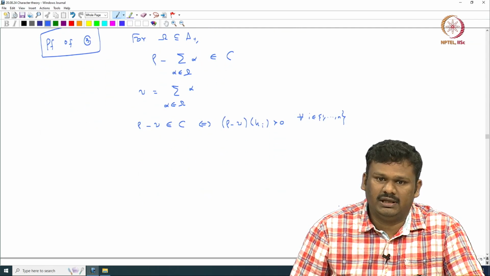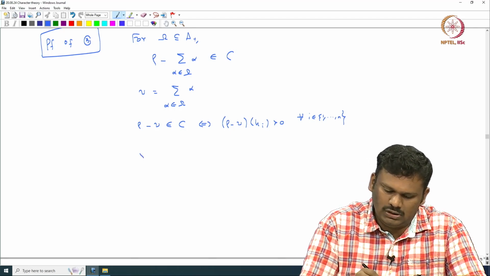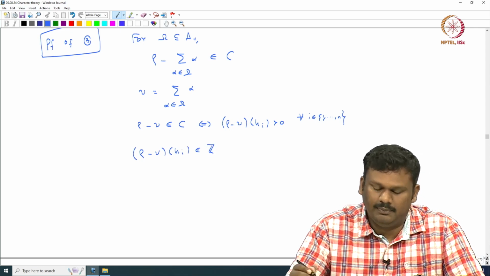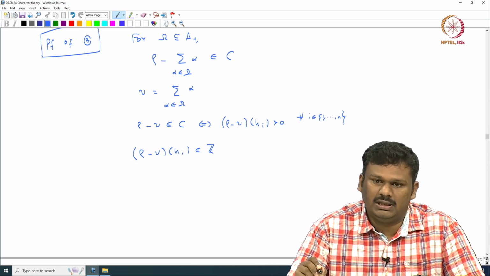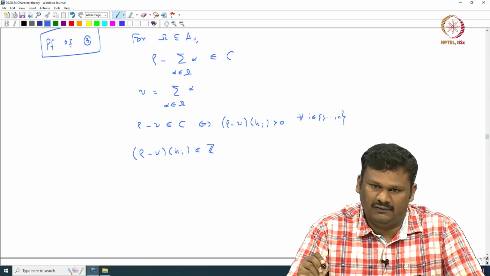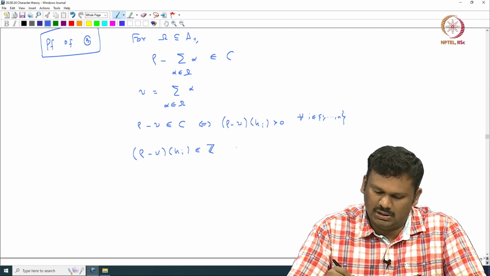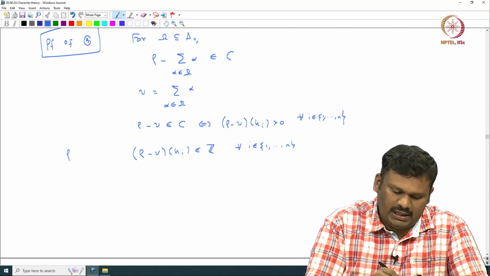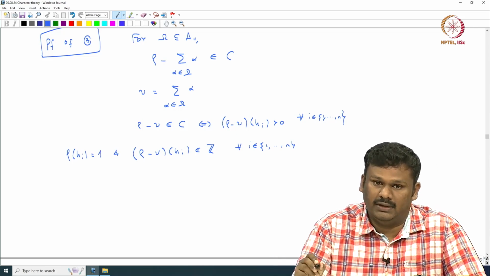This is something we get from the definition. Now note that rho minus V, evaluated at Hi, is supposed to be an integer, because V is a sum of positive roots. So alpha of Hi is actually an integer for all alpha. In particular, rho minus V of Hi must be an integer, and this is true for all i. Not only that, we also have rho of Hi equal to 1.